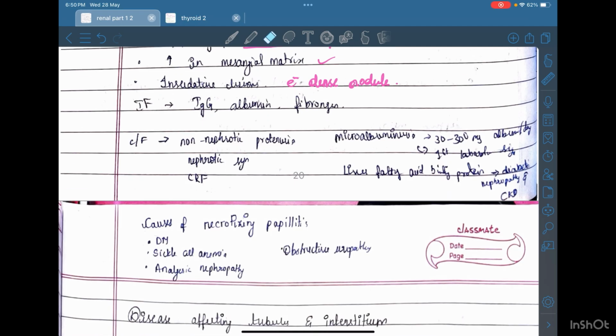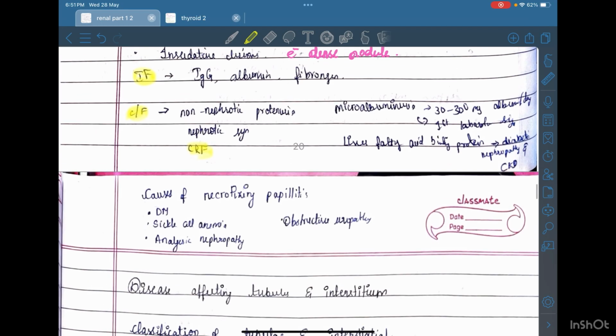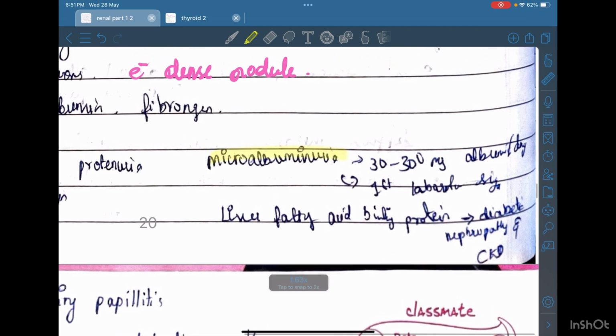Next, what is seen on immunofluorescence? IgG, albumin and fibrinogen. Repeat with me: there will be some proteins, immunoglobulins and fibrinogen. Then coming to the clinical picture, they can present with non-nephrotic proteinuria or nephrotic syndrome as well as chronic renal failure.